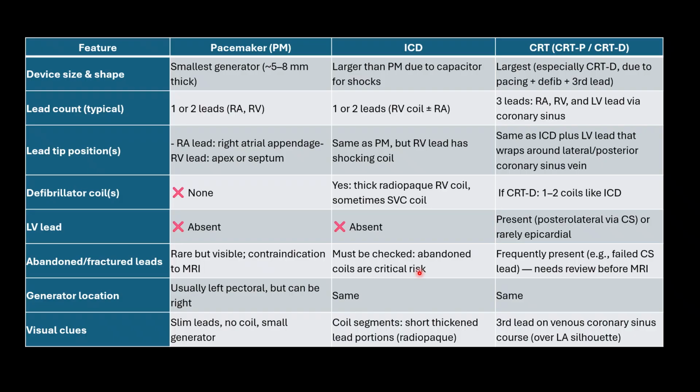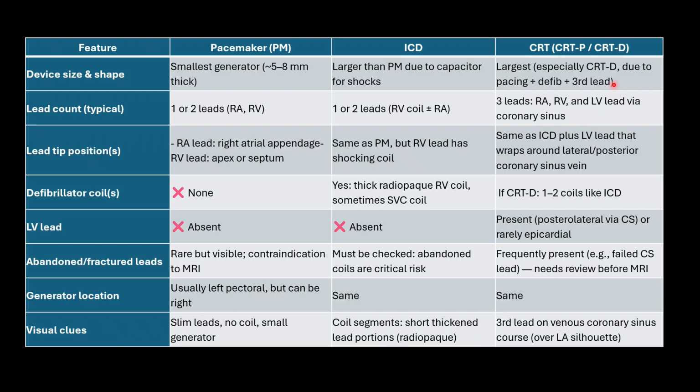We must check for abandoned coils and also abandoned or fractured leads, which are a critical risk. The location of the generator will be left or right, as mentioned before. The clue on the X-ray is the coil segment, a short thickened lead portion, which is radio-opaque.